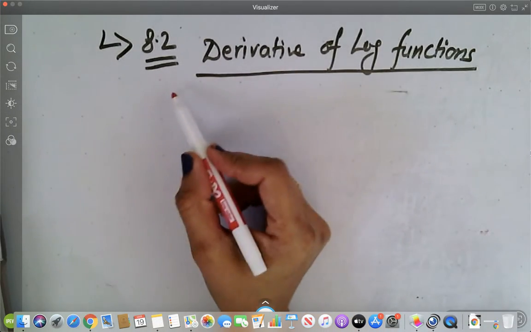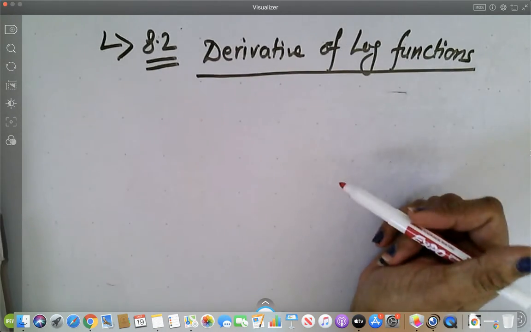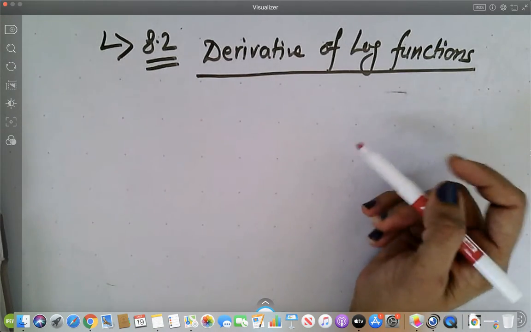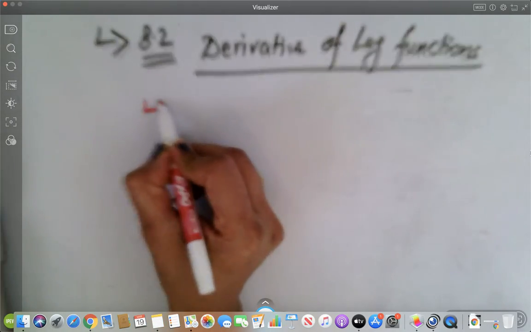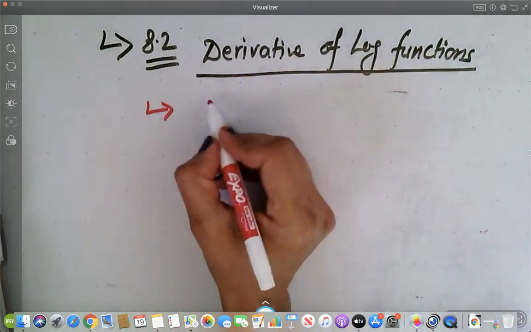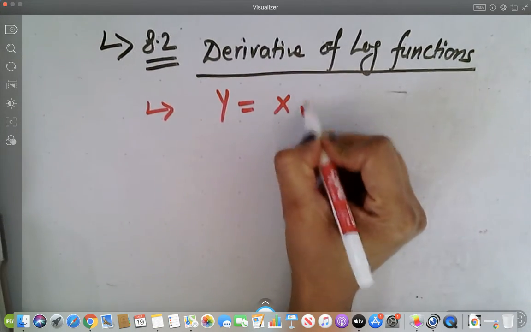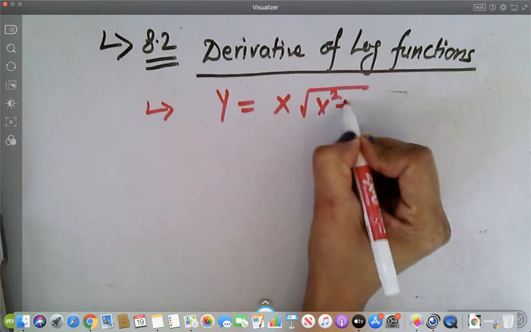So I have 8-2. It's a derivative of log function still. I would say it's a kind of continuation of our last lesson. So I have a few more examples on finding derivative of log function. But here's the difference. The difference is what you see in the original function, it's not a log function.